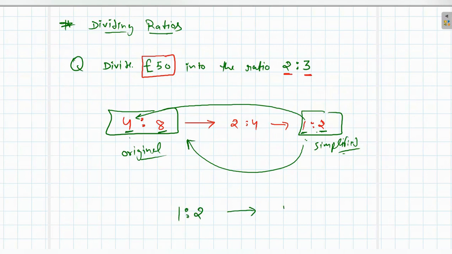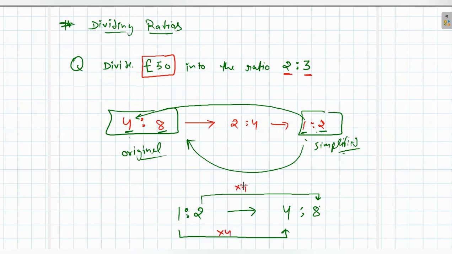We want to make 1:2 into 4:8. That is the original numbers. So what steps do you have to follow? How will the 1 become 4 and how will the 2 become 8? With what number do you have to multiply? Multiply by 4, directly by 4. Yes or no?